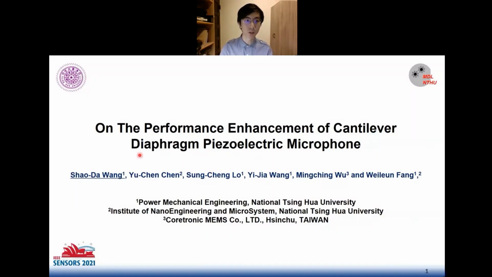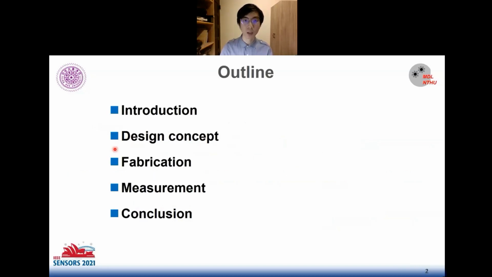The topic of the presentation is on the performance enhancement of Cantilever Diaphragm Piezoelectric microphone. Here is the outline. I will start from the brief introduction of MEMS microphone about the application and the key parameter of the microphone. And then I will go on with the design concept with the unimorph cantilever microphone. After the fabrication process, I will show the acoustic measurement result of the microphone, and go on with the conclusion.